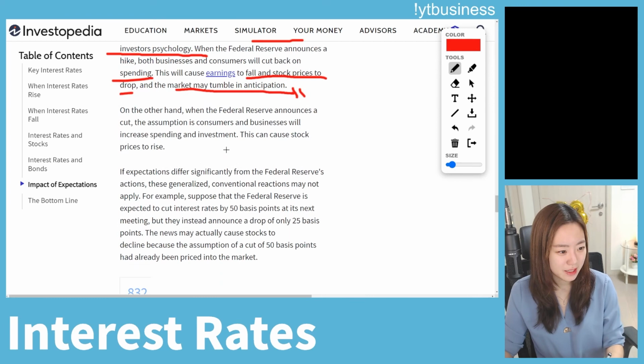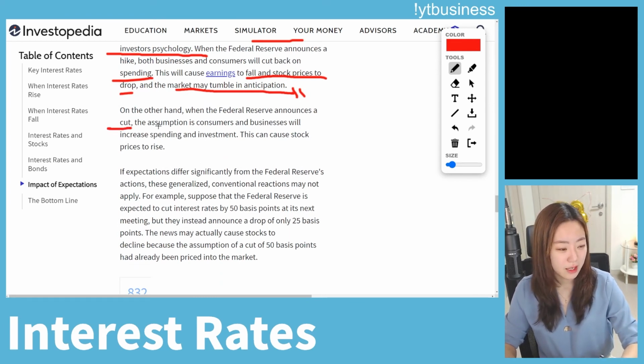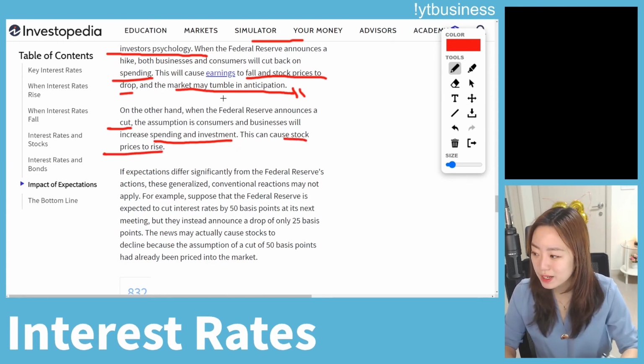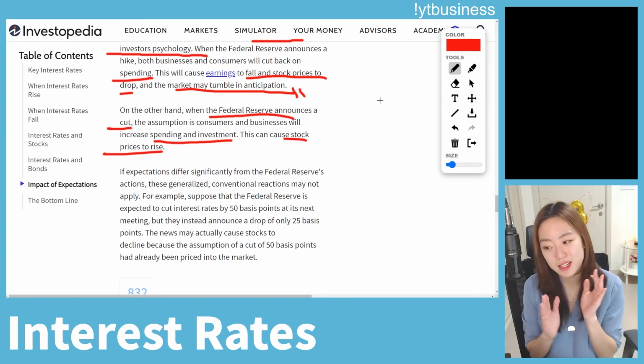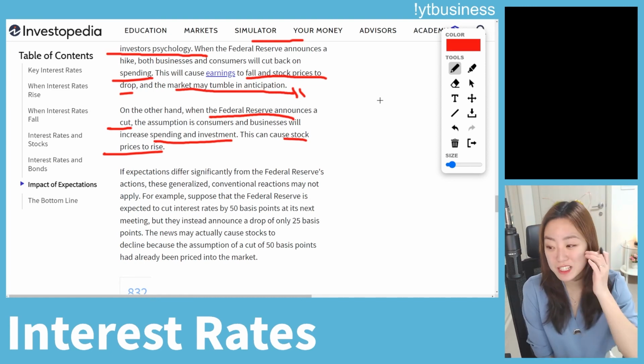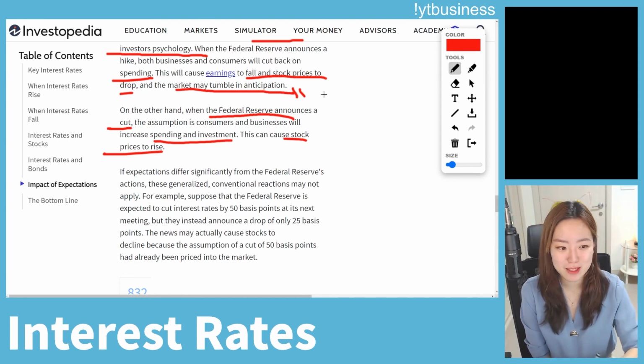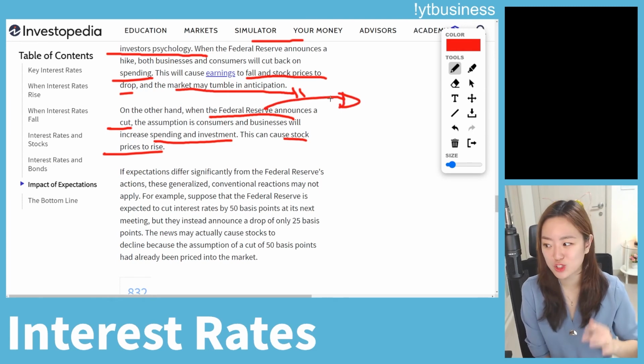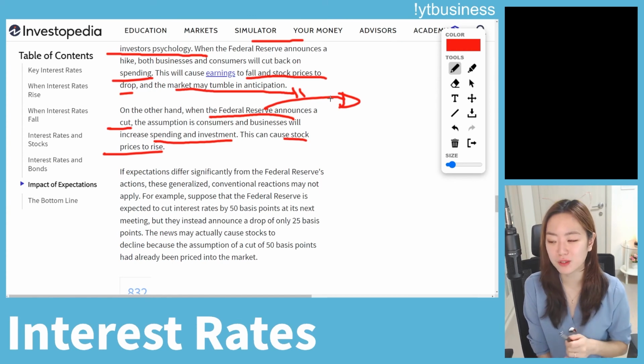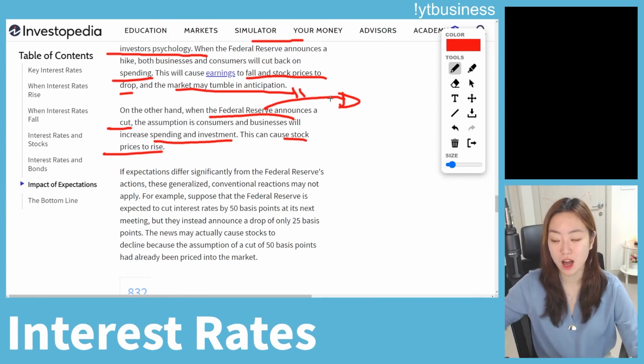This will cause earnings to fall and stock prices to drop, and the market may tremble in anticipation. Now, on the other hand, guys, when the Federal Reserve announces a cut, the assumption is consumers and businesses will increase spending and investment. This can cause stock prices to rise. No wonder it kind of connects the dots. No wonder every time there's a Federal Reserve announcement, you guys work so hard to listen to it because of this. So next Federal Reserve, I will try to watch it and see how it goes.